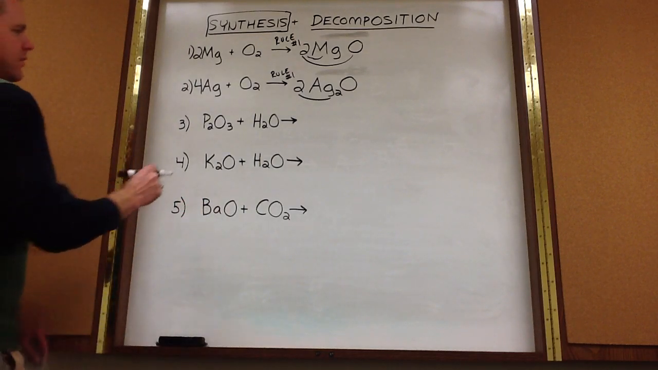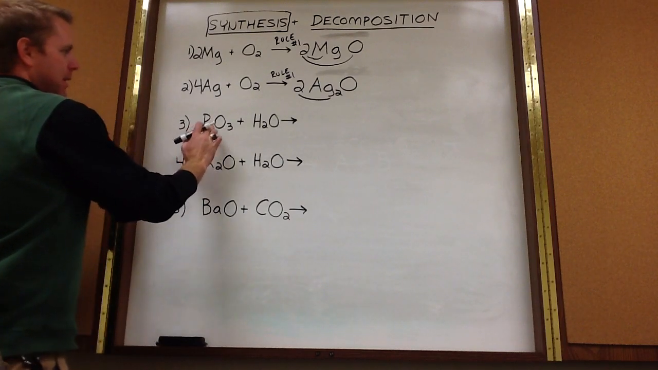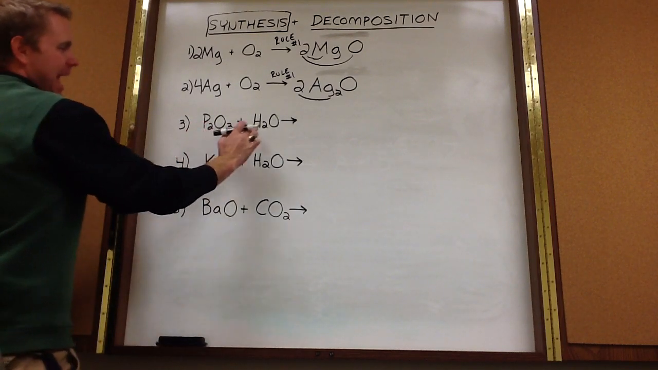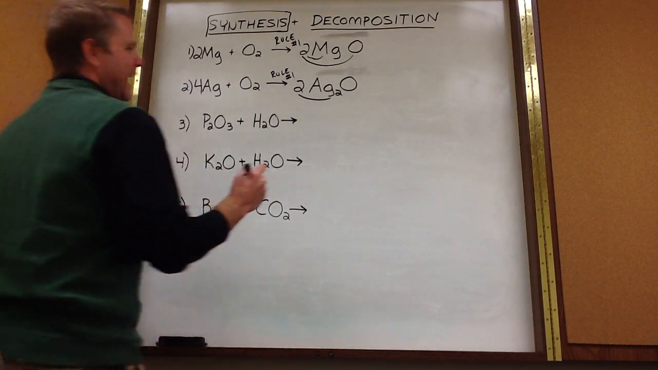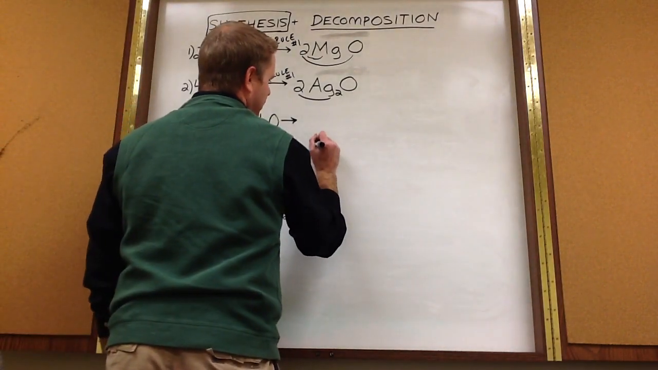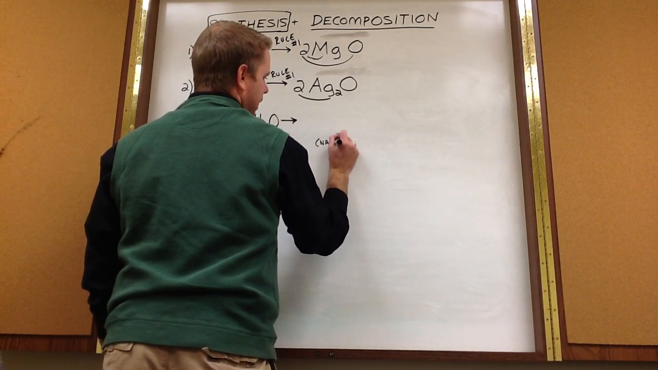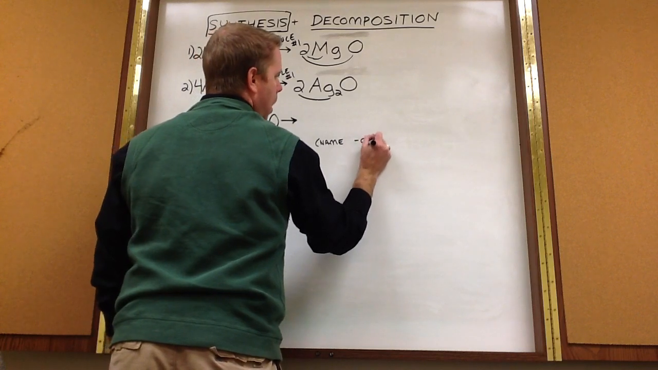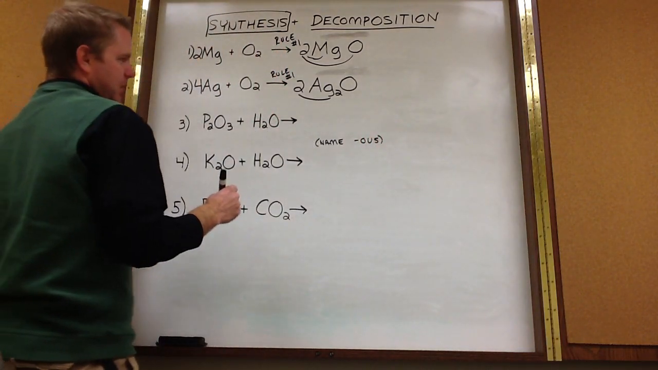Number 3 is a non-metal oxide. Phosphorus is a non-metal. Non-metal oxides and water, according to rule number 5, make acids. Now I kind of help you. I tell you that this acid, you need to name it an OUS acid. So what ends up happening is this.